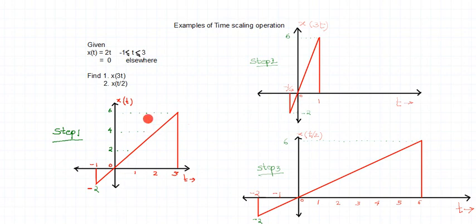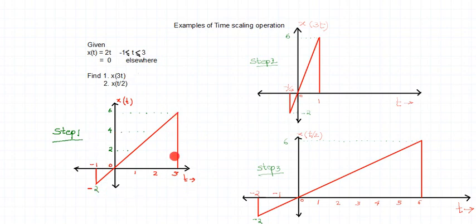Once we plot the input signal, what is the next thing we need to do? Now we focus on what is desired. We are expected to do two operations on the signal. The first operation is x of 3t. What is the scaling factor here? The scaling factor is 3, so A is greater than 1. It means it is going to result in signal compression. So in the first numerical, we are going to do signal compression.